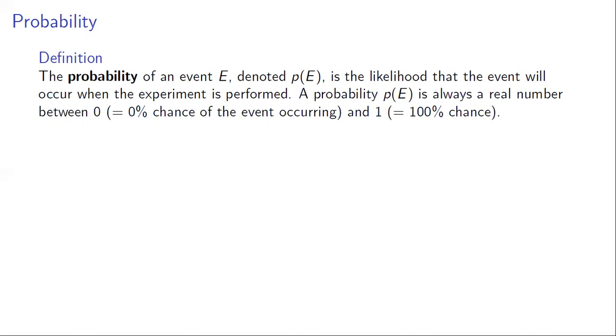Now, a probability, P of E, is always a real number between 0 and 1. If it's 0, it means there is a 0% chance of the event occurring. If the probability of something is 1, it means there's a 100% chance that the event will occur. Every probability is somewhere between 0 and 1. It could be 0, could be 1, but most often it is not 0, not 1, but somewhere in the middle. It could be any real number between 0 and 1.